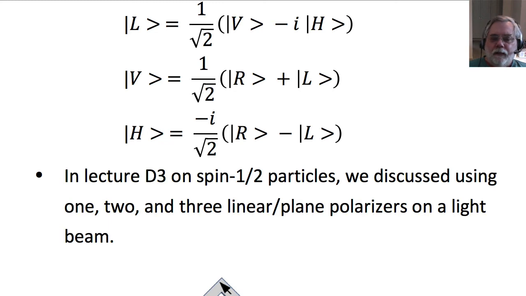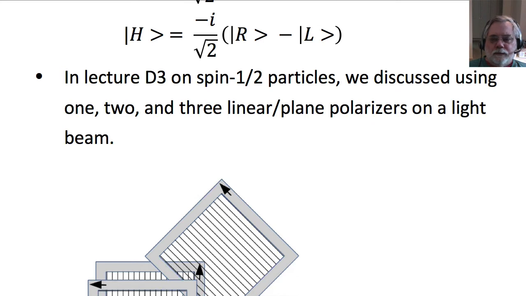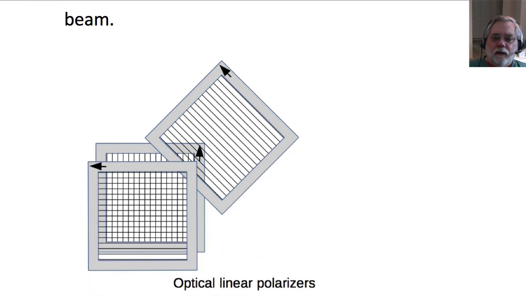In lecture D3 on spin 1/2 particles, we discussed using 1, 2, or 3 linear plane polarizers on a light beam. We used this as an example, even though we were talking about spin 1/2 in that lecture. And I showed this diagram. The polarizer frame in the back is vertical polarizing, the frame in the front is horizontal polarizing, and the frame in the middle is oriented at 45 degrees.